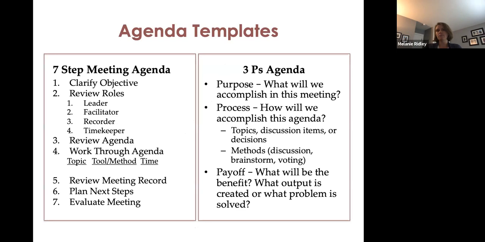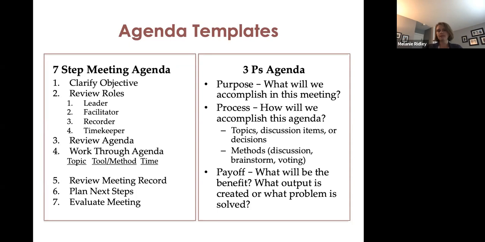We've offered some agenda templates. These are just examples. The template on the left is the 7-step meeting agenda. So it actually clearly outlines the process that the meeting is going to go through, as well as the content for the agenda. And using this 7-step meeting agenda, you can also record action items and the documentation of what happened during the meeting right in this, creating that meeting record.